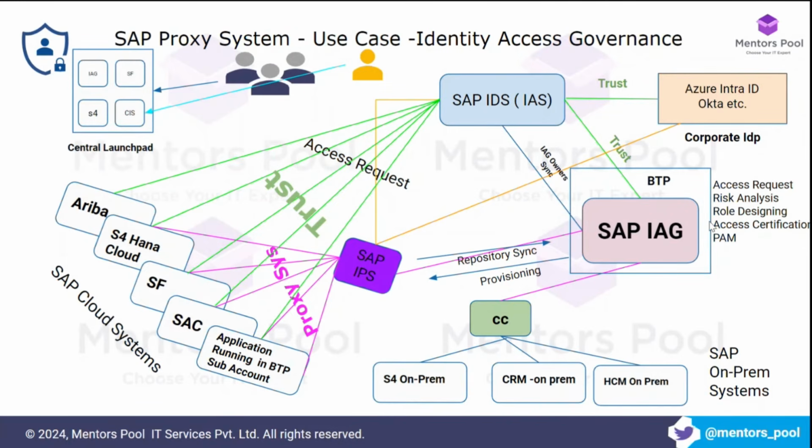So guys, IAG is a risk and governance tool. And I said IAG can do risk and governance for cloud and on-premise systems both. Yes, it is possible. And we have a lot of solutions in the market already. But SAP offers two flavors of IAG licensing. One is based on how many systems you are going to integrate with IAG. Second, how many users you have in the landscape.